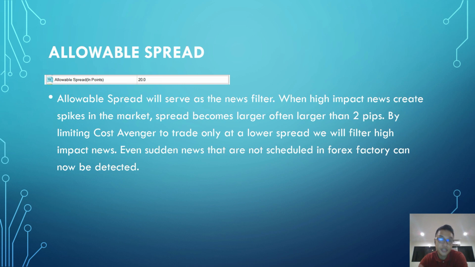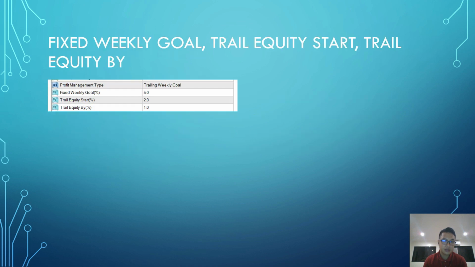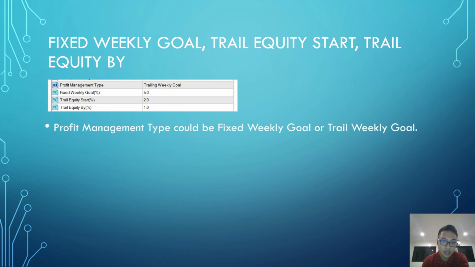So this is the solution actually. We want to measure the spread in order to prevent the robot from trading in a very volatile market. So we have also fixed weekly goal, trail equity start, and trail equity buy. So profit management type: we could choose between trailing weekly goal and fixed weekly goal.